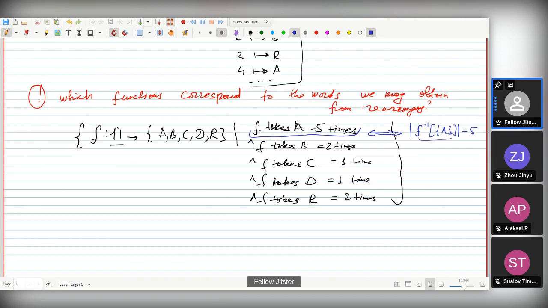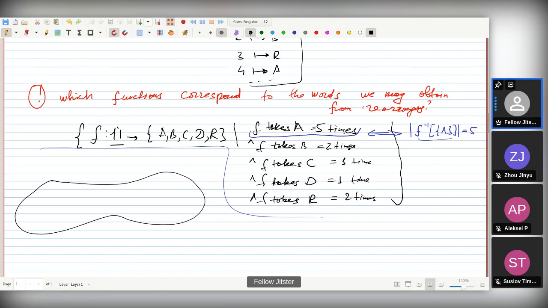So how can one describe these functions, this set of functions? The main idea here is that we can describe these functions as labeled partitions of the set of positions. Look, every such function is uniquely described by specifying at which particular positions it takes A. Is it clear?